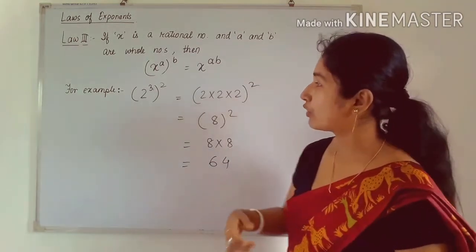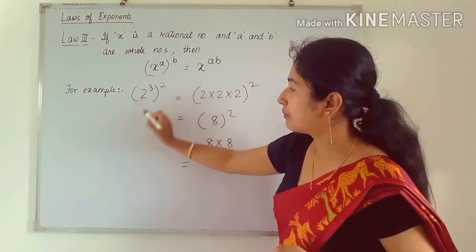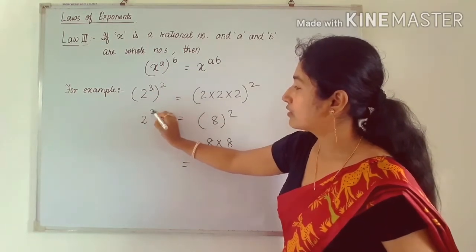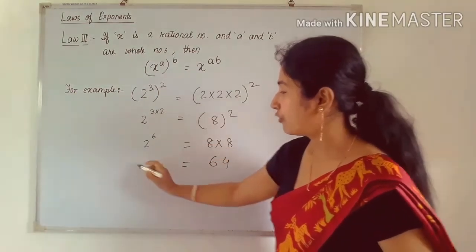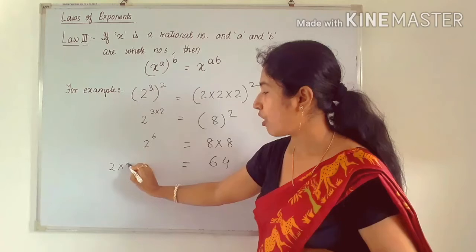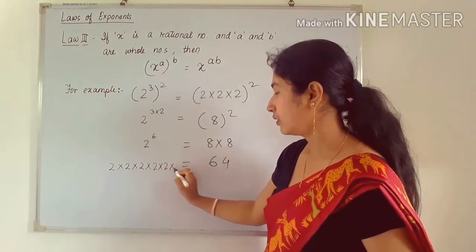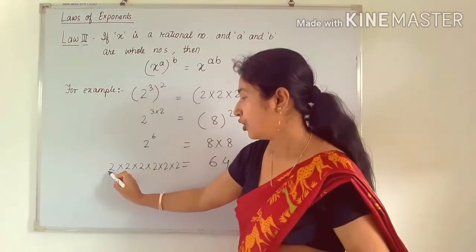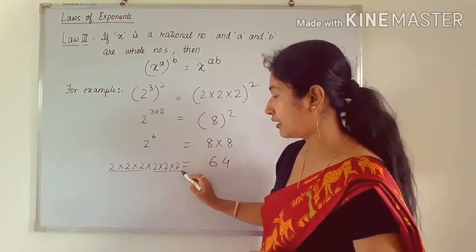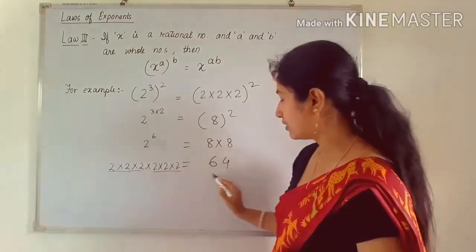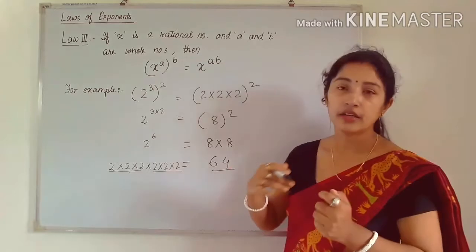According to the law, what can we do? We can multiply the powers. So I am multiplying the powers. 3 multiplied by 2 will be 6. So 2 to the power 6. If you expand, you write 2 six times, and you will get the answer. See, 2 2s are 4, 4 2s are 8. Similarly here, 2 2s are 4, 4 2s are 8. So 8 into 8 will be 64.